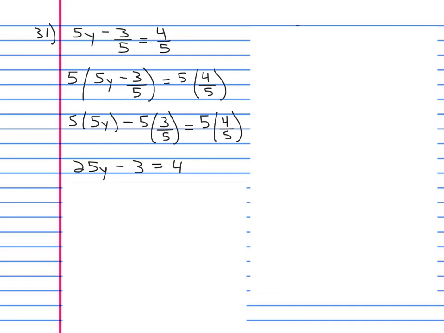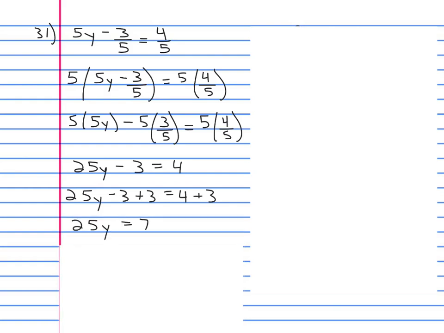What do we do now? Well, we undo this minus 3 with the plus 3. We have to do it to both sides. So we take everything that's here, 25y minus 3, and we add 3 to it. And here, we take what's over here, 4, we add 3 to it. Now we're combining like terms. What combines? Well, these two go together. The whole idea is that they combine to cancel out. That's why we did it. So you should just be left with 25y. And here these go together to be 7.